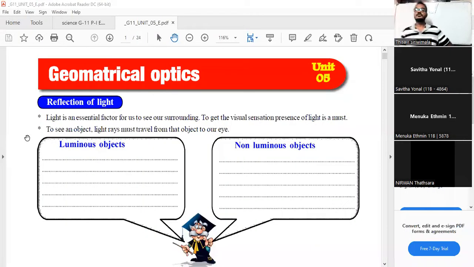So geometrical optics. So for this one, you need a ruler and a pencil to try to find them before starting the lesson. Okay. So in this one, we are going to talk about the behavior of light, and we are going to explain how the light is reflected and refracted by several instruments.